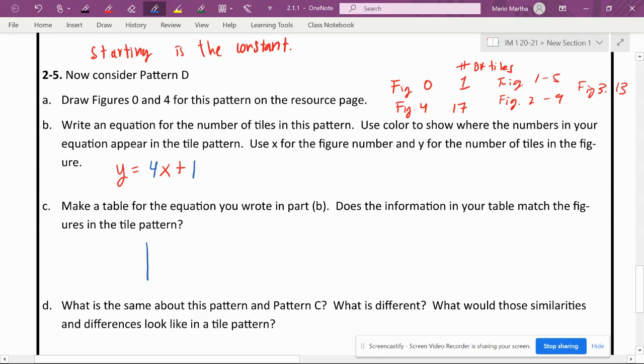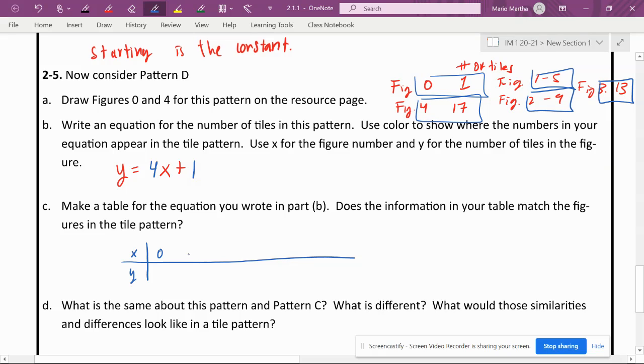So now I'm going to make a table. So X and Y again. So pretty much all these values that you guys have right here should be kind of like your points, right? It's the figure number, which is X. So we start 0, 1, 2, 3, 4. And then our figure number of tiles has a total of 1 for the first one, 5 for the second one, 9 for X equals 2, and then for X equals 3 is going to be 13, and then for X equals 4 is going to be 17.